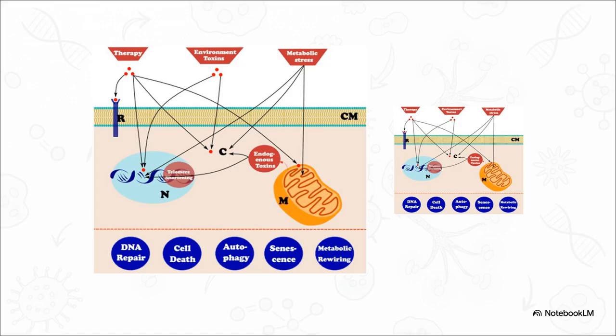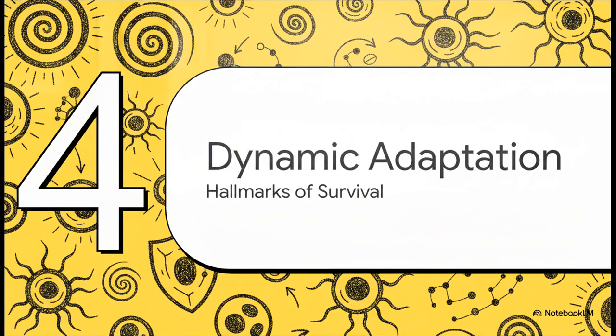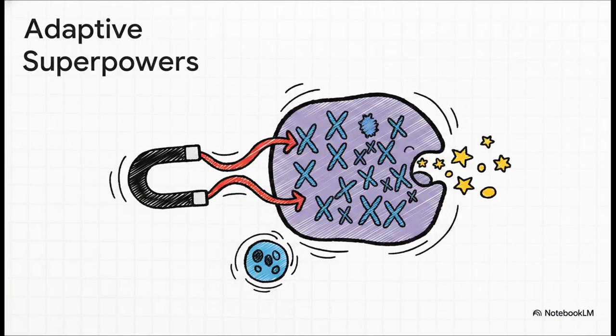It is literally survival of the fittest, just happening at the cellular level. Let's look closer at this in part four, dynamic adaptation to stress, the hallmarks of survival. Scientists have categorized these as the hallmarks of cancer, but honestly, we need to stop thinking of them as just a list of symptoms. They are incredible adaptive superpowers.